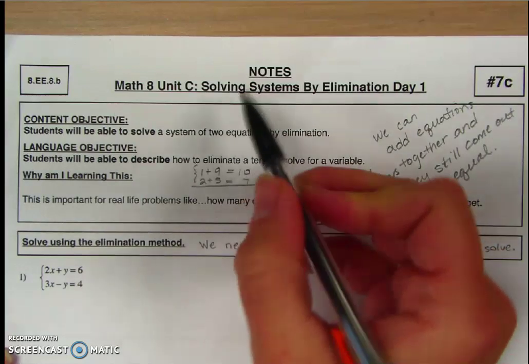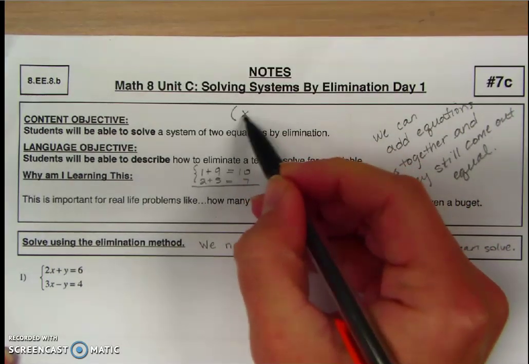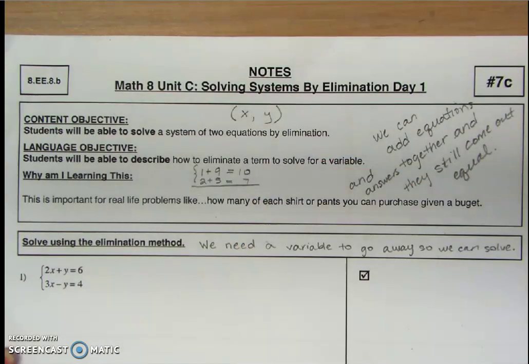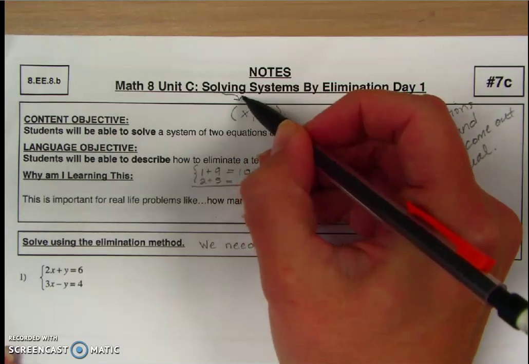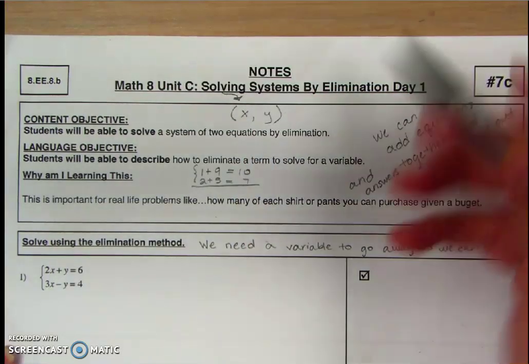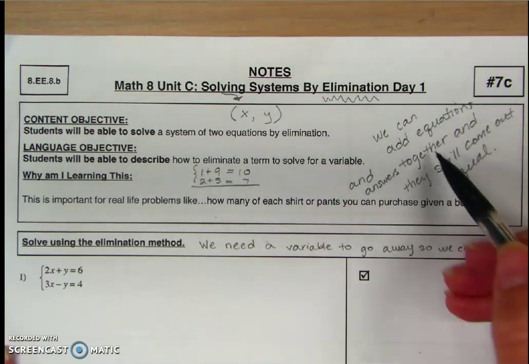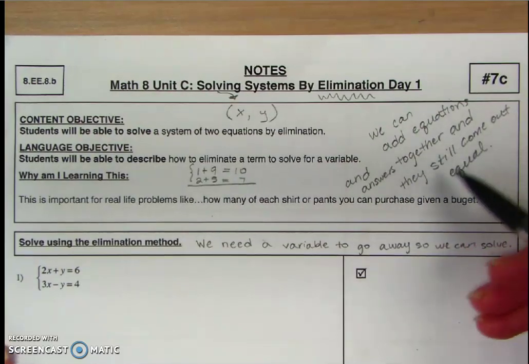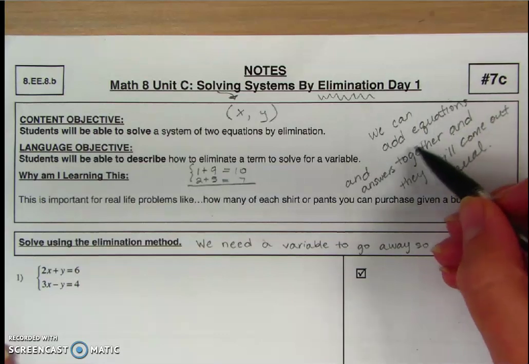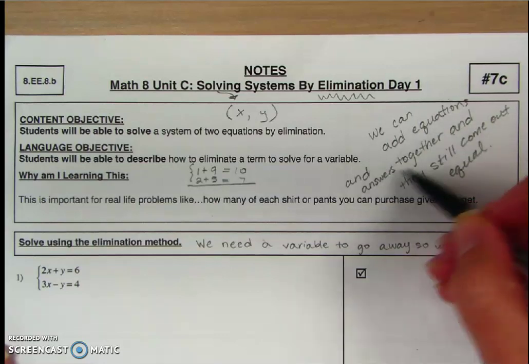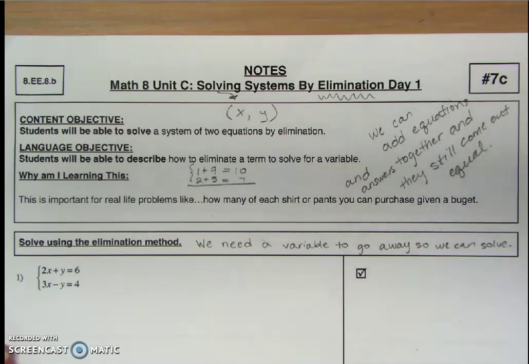And remember, when we solve systems, we're looking for a point that's in common for both equations. So remember, when we solve, our answer is going to look like a point. So today's process is called elimination. And so what we can think of is this truth, this thing we know to be true. We can add equations and answers together, and they still come out equal.